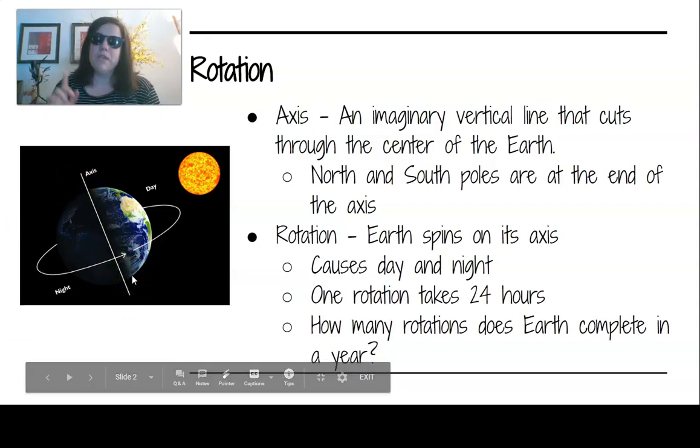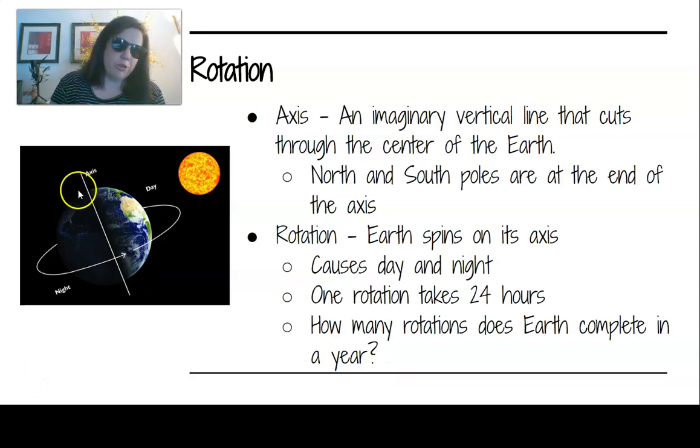It's imaginary. But this is where our North Pole is, and this is where the South Pole is. We actually have 2 North Poles and 2 South Poles. I'll get to that on the next slide. But the axis is going to run right through the middle of it. So you'll notice that the axis is not straight up and down like this. It is on a tilt. All right, we're at a 23.5-degree tilt if you want to get technical.